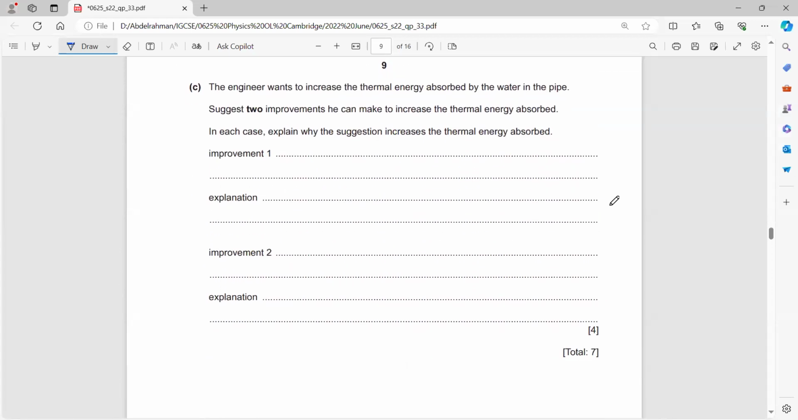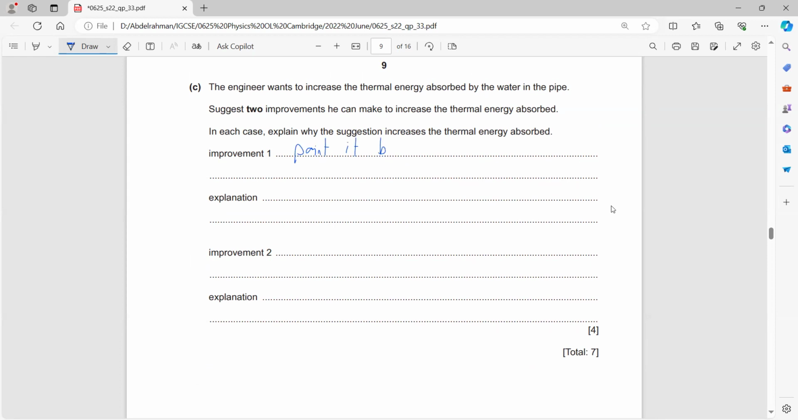The engineer wants to increase the thermal energy absorbed by the water in the pipe. Suggest two improvements he can make to increase the thermal energy absorbed by the pipe. We need two. Paint it black. Painted black, bravo. Yes, painted black.